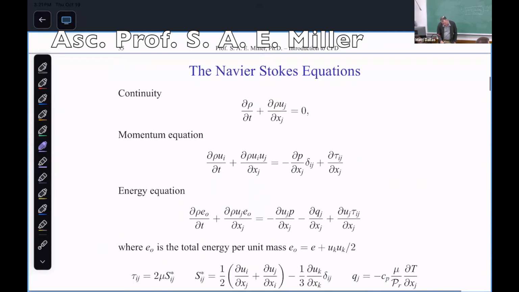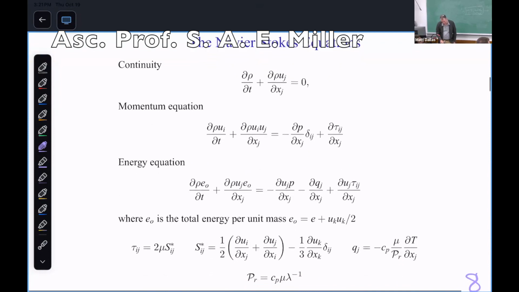And I'm an aerospace engineer, so we care about that. So here's a different set of equations. These are the Navier-Stokes equations, as we call them, not the incompressible form. This is conservation of mass. So rho is density, u is velocity. This is conservation of momentum.